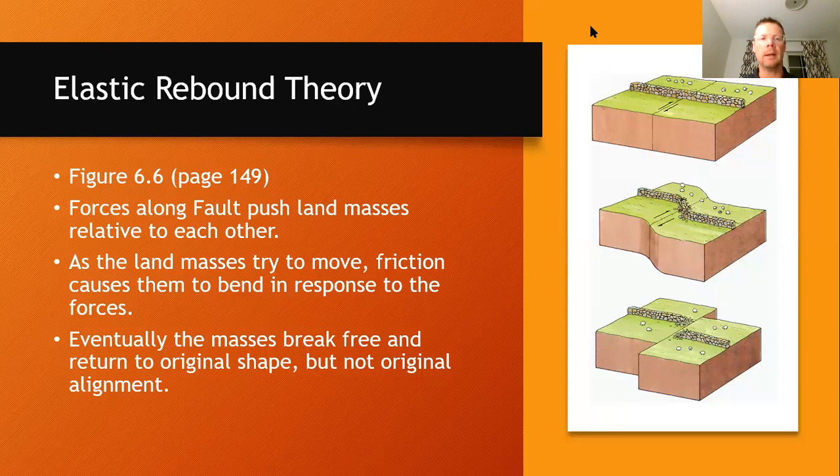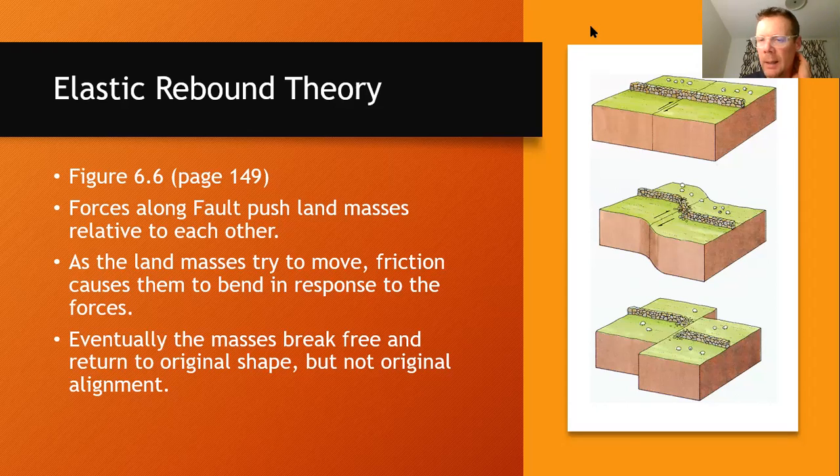Now, here's another theory called the elastic rebound theory. You can look on page 149 in your textbook for this, figure 6.6. And what happens during the elastic rebound theory, again, notice the movement of the rocks here. We're talking about a sliding fault. Forces along faults push land masses relative to each other. So a sliding fault is a great example. As the land masses try to move, friction causes them to bend in response to the forces. That's the middle picture here on the screen.